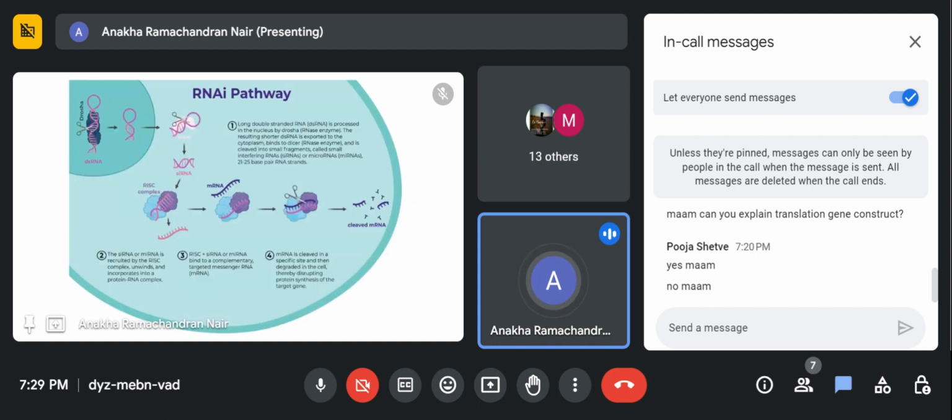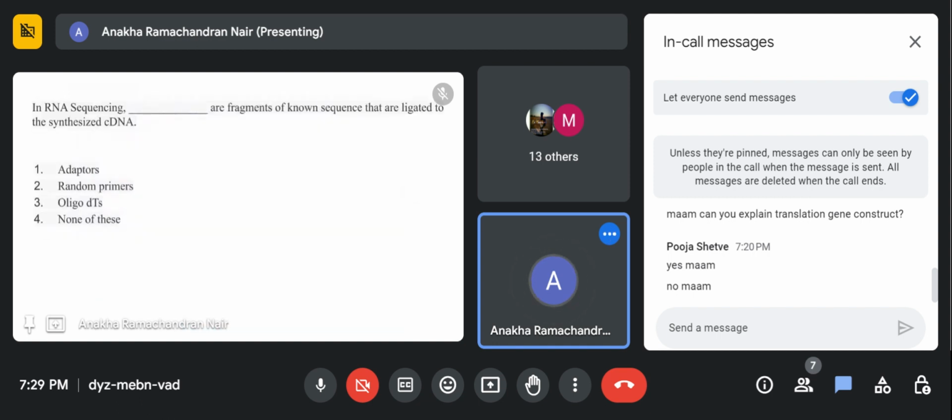In RNA sequencing, dash fragments are of known sequences that are ligated to the synthesized cDNA. So the correct answer is not oligo-dTs, since they are the same. They are TTTT, small fragments of T. Even if you attach them, you cannot differentiate between different fragments of DNA. Random primers are also not correct because they are single stranded and they attach to complementary sequences. That is not what you want.